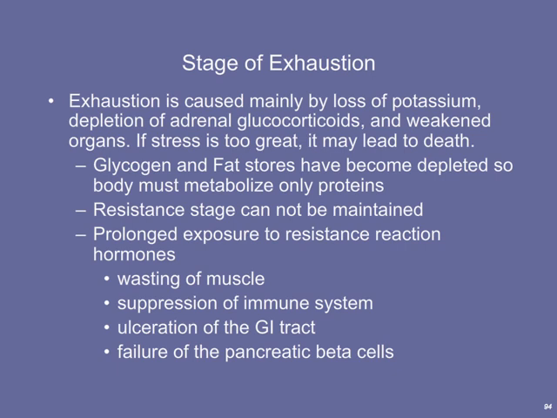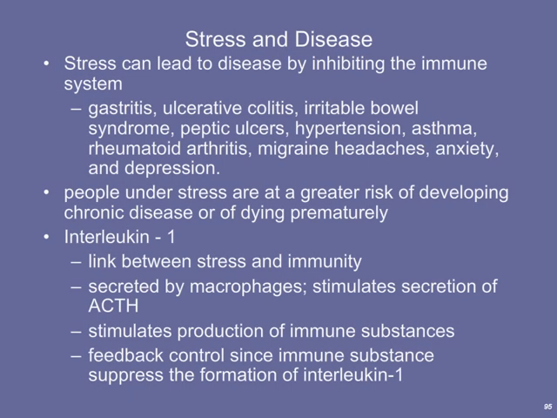Prolonged exposure to the resistance reaction can cause this wasting of muscle, suppression of the immune system because of the high levels of cortisol, as well as ulceration of the GI tract, and finally burnout of the pancreatic beta cells. So in summary, stress can have some very profound effects on the human body. It can lead to an increase in blood sugar. It also alters the secretion of several different types of hormones, principally cortisol. It can prolong wound healing time, and it can severely depress the immune system, leaving the body more vulnerable to contagious diseases and even cancers.